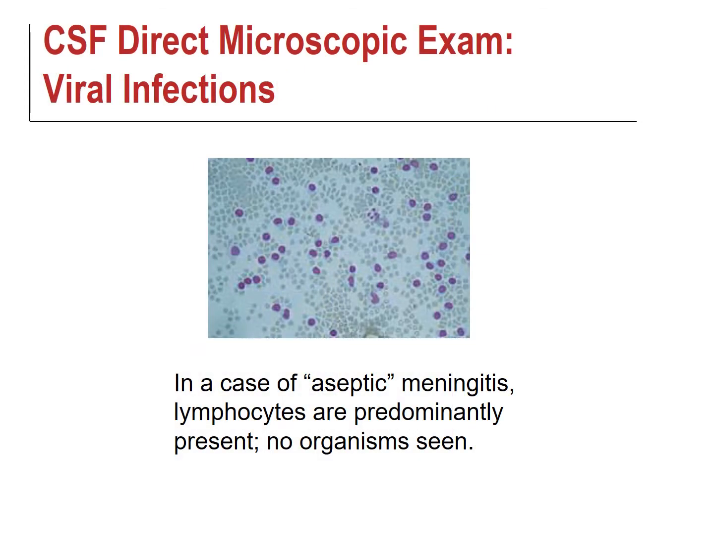Among viral agents, herpes viruses that include herpes simplex virus, Epstein-Barr virus, cytomegalovirus, and varicella virus are the cause of the most common viral meningoencephalitis infections. And in cases of what we call aseptic meningitis, lymphocytes are predominantly present, and you will rarely find organisms in any of the blood smears or in the stain smears.